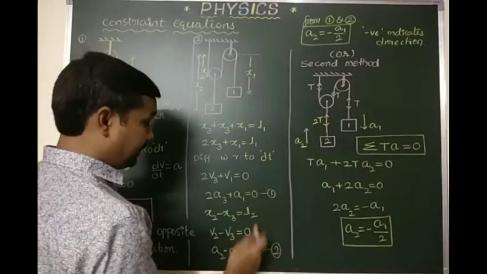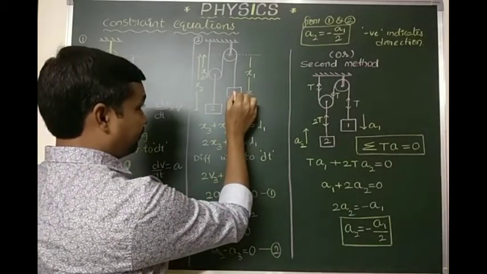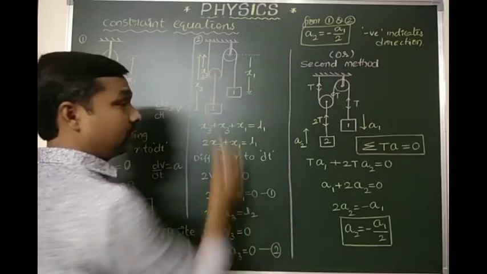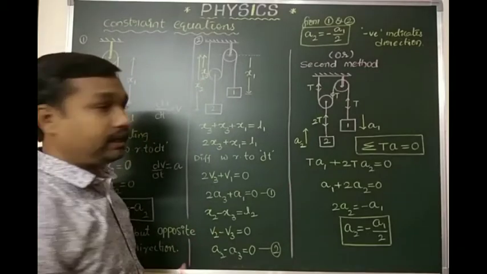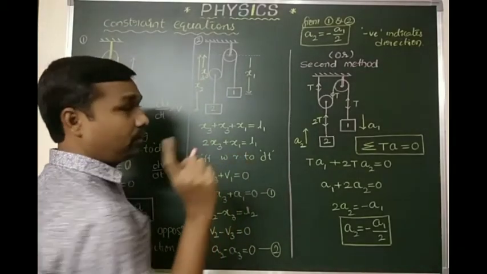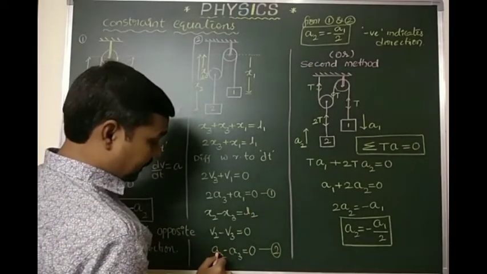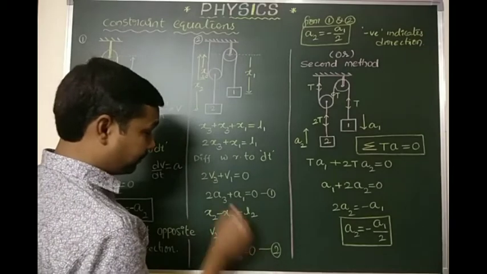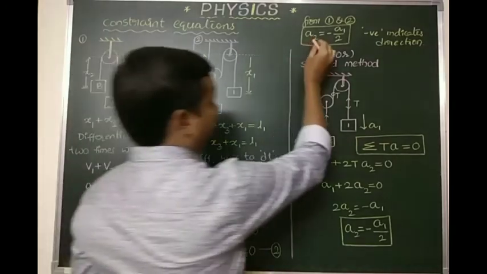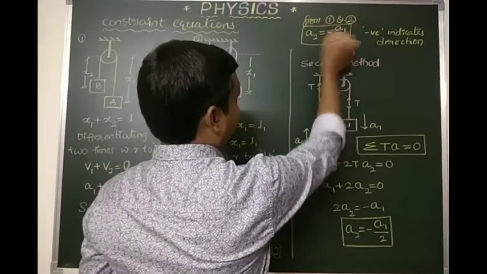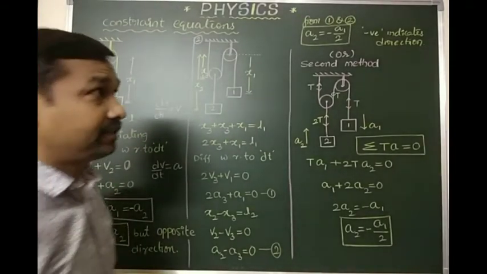And we are going to find a relation between the first block and the second block. No need of the pulley, so we need to eliminate the acceleration of the pulley so that we get the relation between 1 and 2. From equation number 1 and 2, a2 equals a3, and a3 is nothing but minus a1 by 2. So a2 equals minus a1 by 2, where the negative sign indicates the direction.